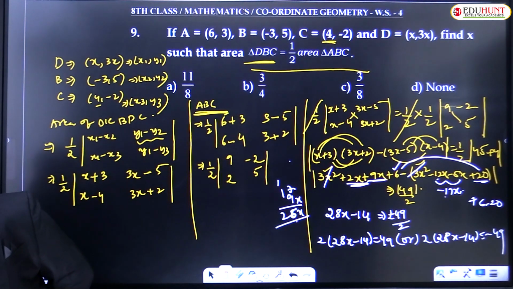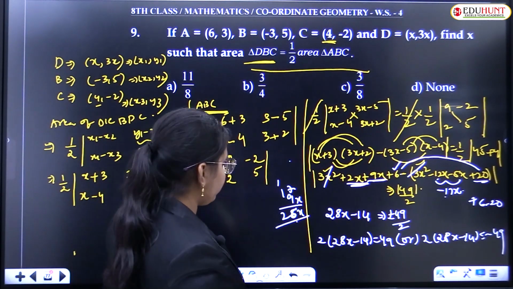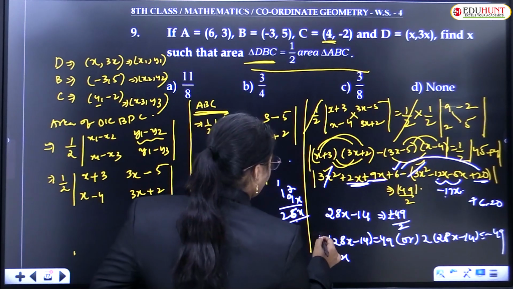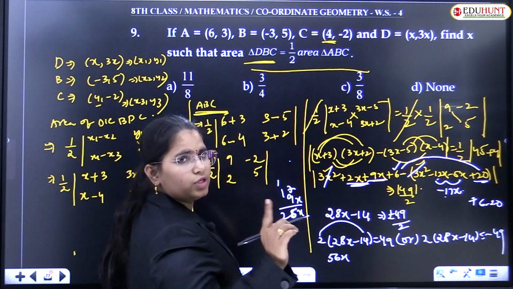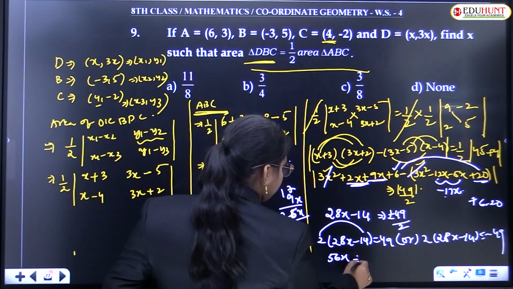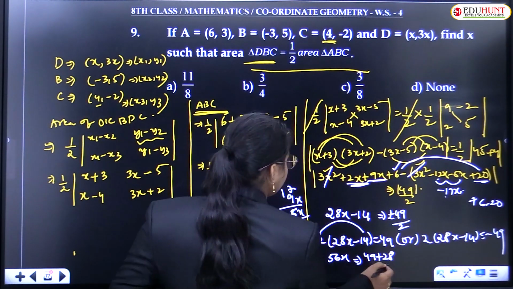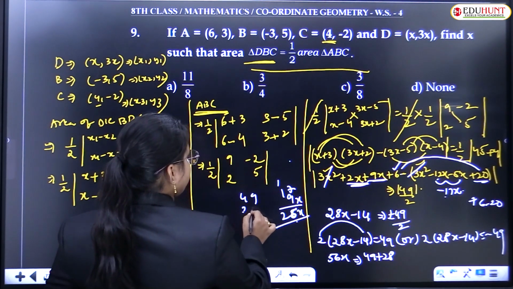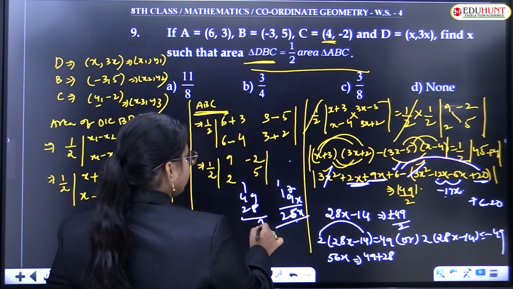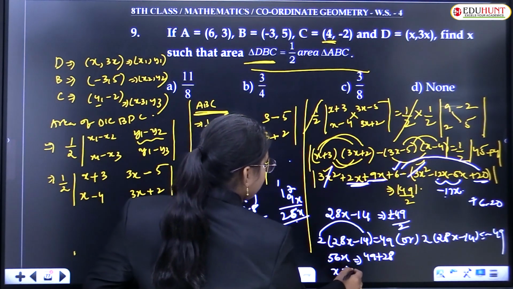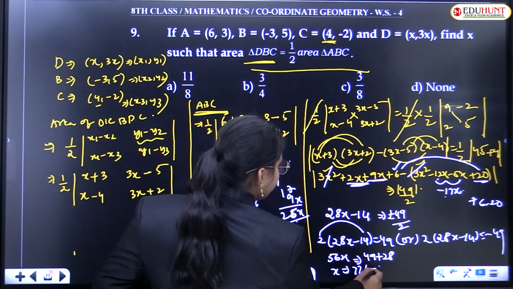So just multiply it with 2. So what are you going to get? Let's simplify it. 2 into 28 is 56x. 14 into minus 2 is how much? Minus 28. Transform that side. So it will become 49 plus 28. So what is 49 plus 28? 9, 8, 17, 4, 2, 6, which is 77. So x is equal to 77 upon 56.